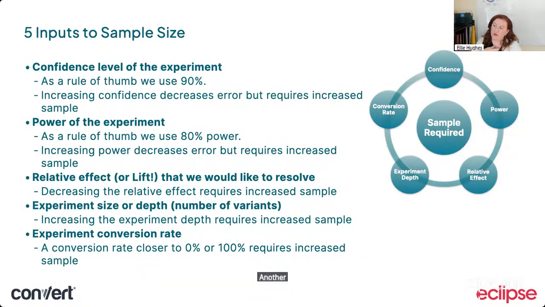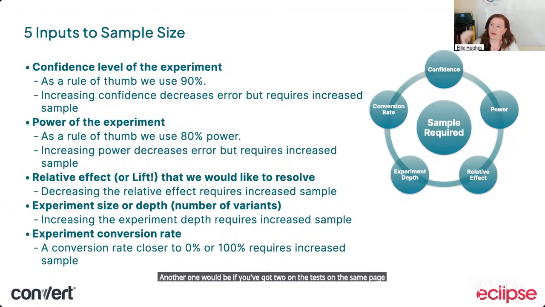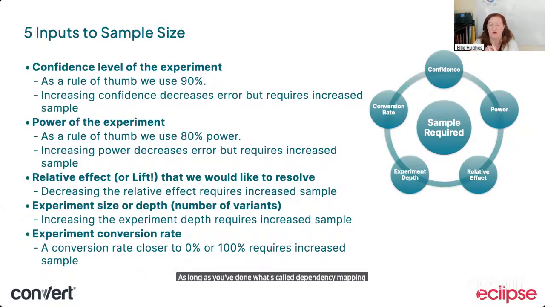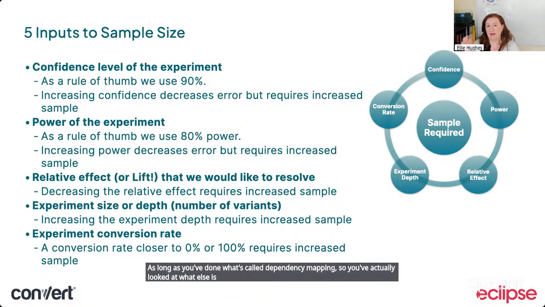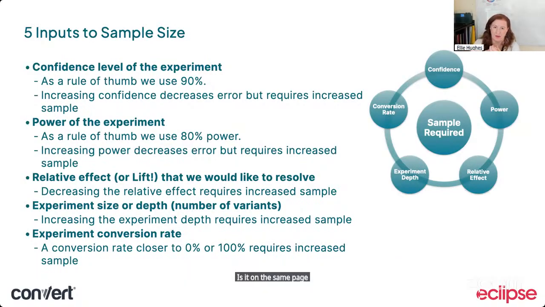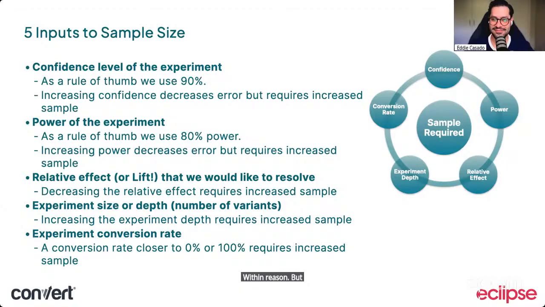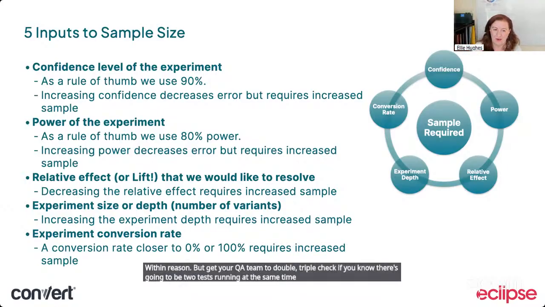Another one would be if you've got 2 tests on the same page and they don't work well together, and you should have QA'd that out in the first place and spotted that at the beginning if you were going to launch those 2 tests at the same time. I don't actually think it's too much of a problem as long as you've done what's called dependency mapping. So you've actually looked at what else is running at the same time. Is it on the same page? Is it affecting the same KPI? And I think overall, you're normally fine within reason. But get your QA team to double, triple check, if you know there's going to be 2 tests running at the same time, that it can work at the same time.